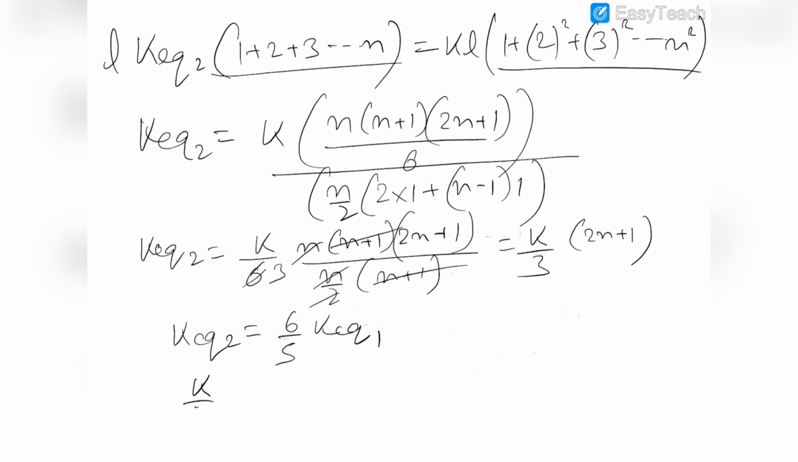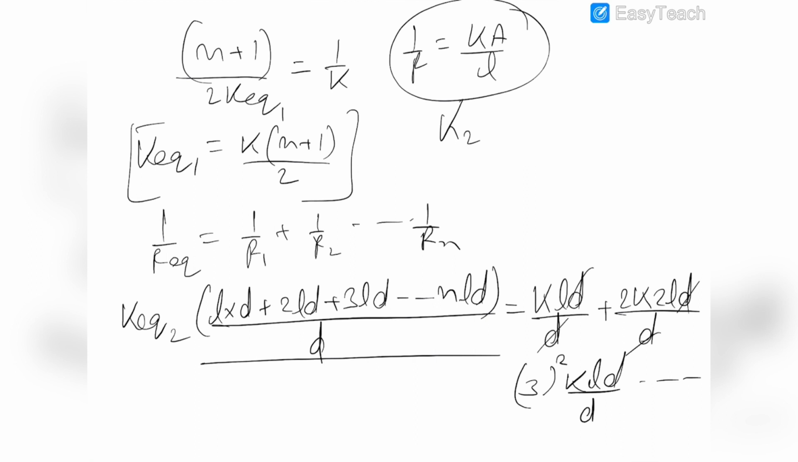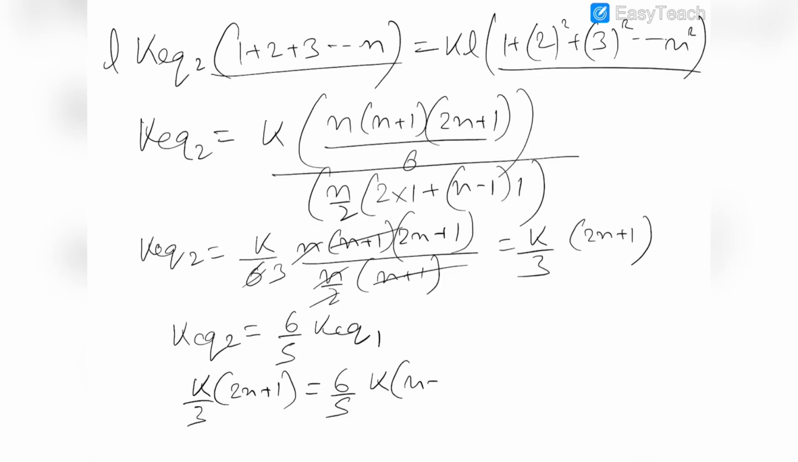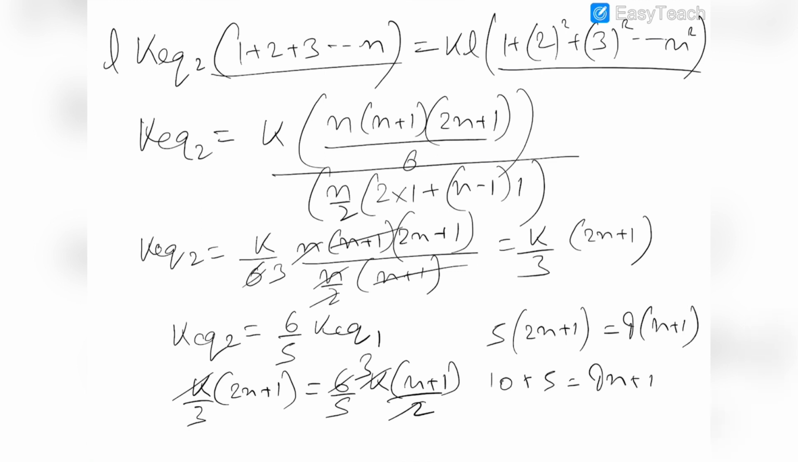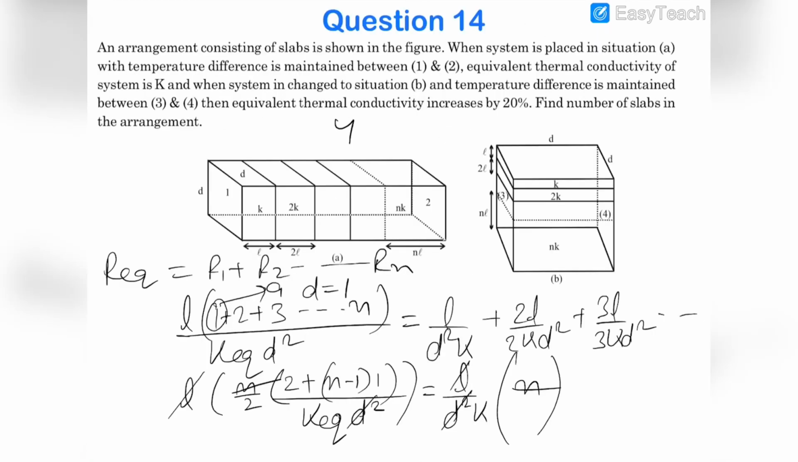So K by 3 into 2n plus 1 will be equal to 6 by 5 of K equivalent 1, which is K into n plus 1 by 2. So this is K into n plus 1 by 2. So cancelling K with K, this is 3. So 5 into 2n plus 1 will be equal to 9 into n plus 1. So 10n plus 5 is equal to 9n plus 9, and this is n. So n will be equal to 4. So there are 4 slabs. So the correct answer of this question will be 4.